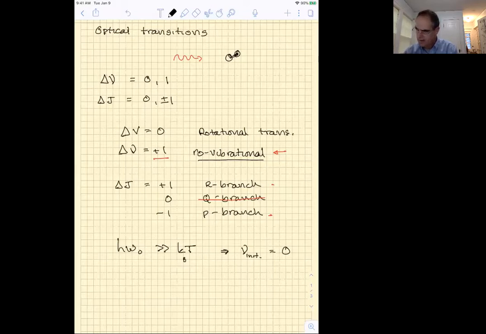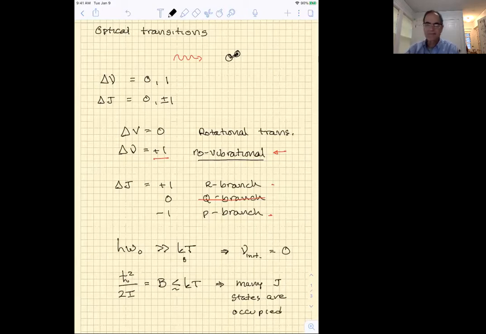On the other hand, this term, h bar squared over 2I, which is the order of the spacing between rotational states, and is sometimes called B, to give it a shorthand, this is less than, or the order of kT. And what that means is that many J states are occupied. So we can't assume that J equals 0 in the initial state.